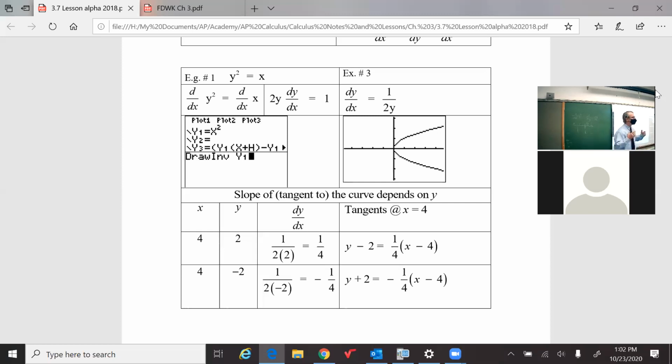Well, think what happens. The slope has to depend upon y here, because this slope up here is positive and that's negative. They don't have the same slope. So what's going on? It's 1 over 2y. This y is 2. That slope's 1/4. This slope's negative 2. That slope's negative 1/4. So here's the equation of the tangent line.